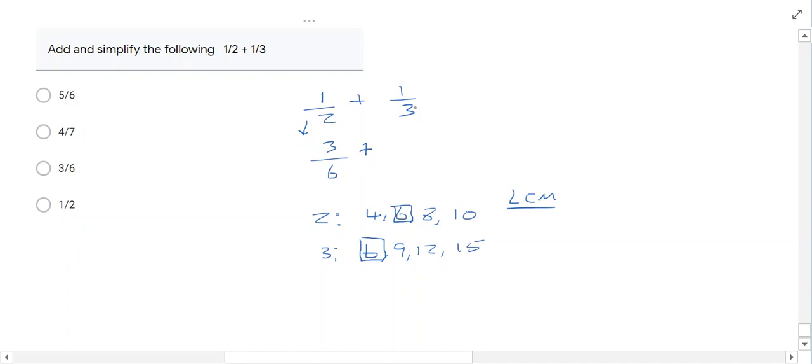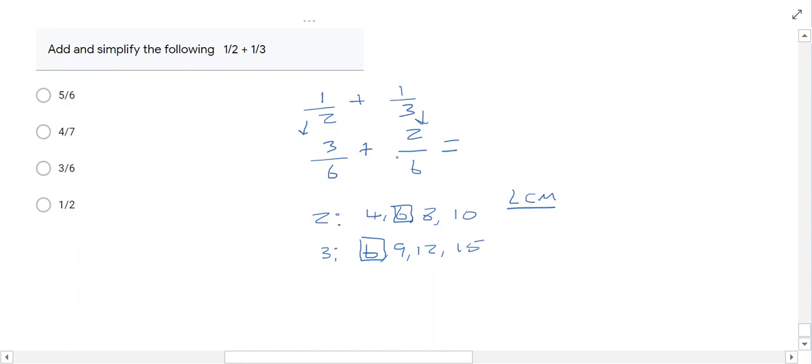So if we think about 3, what do we multiply 3 by in order to change it to 6? We have to multiply it by 2. So that will change it to 6. If we multiply the bottom by 2, we have to multiply the top by 2 as well. So now we can see a half is the same as 3/6, and a third is the same as 2/6. Now we can just add these together.